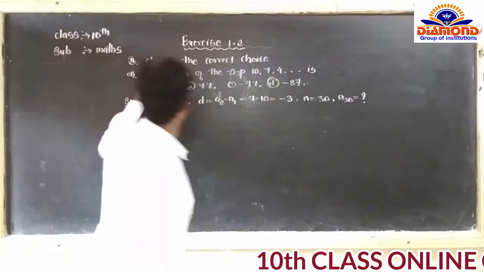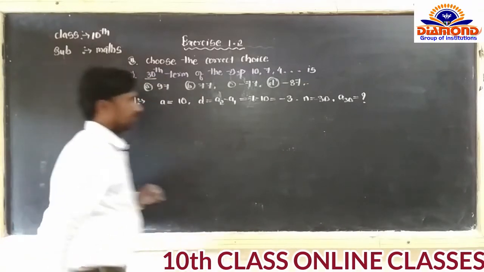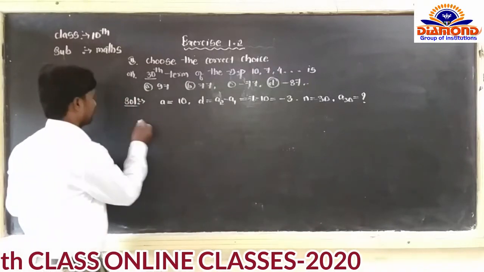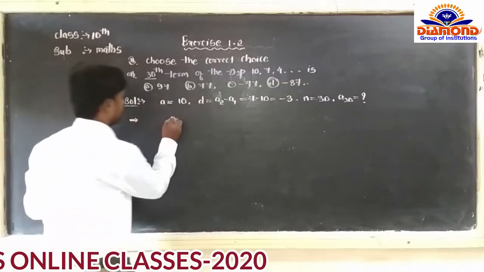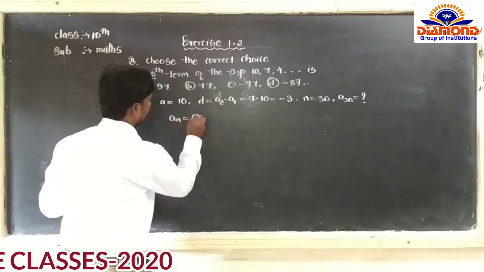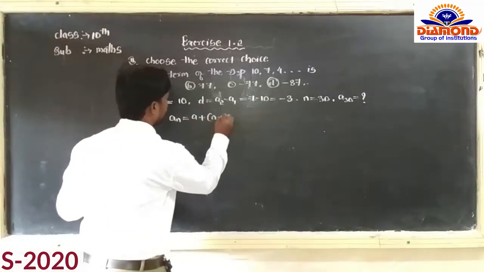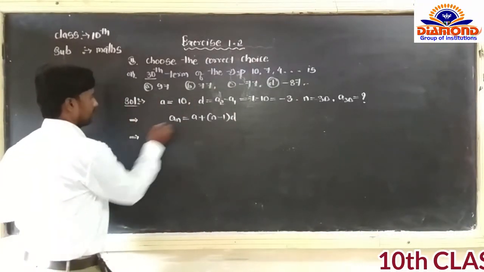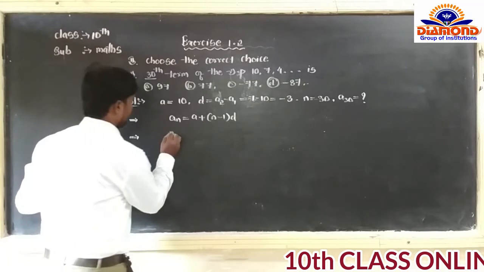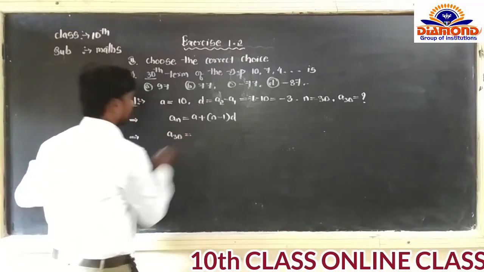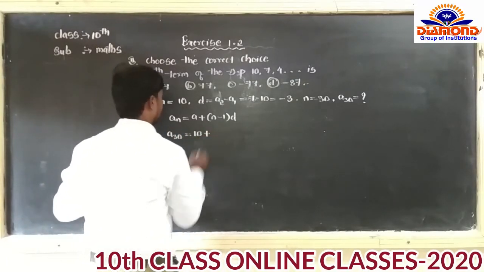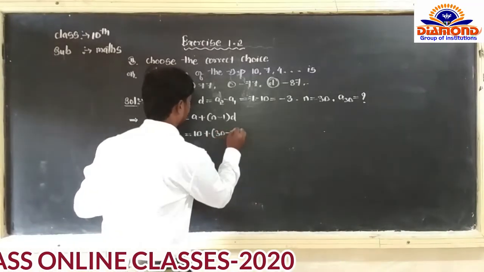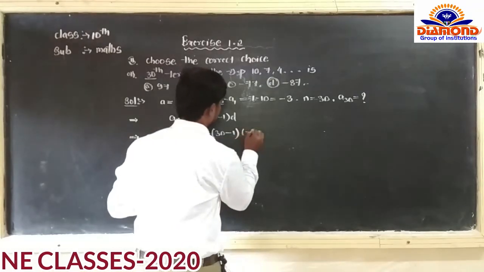n is equal to, he has given, we are finding the 30th term. That's why n is equal to 30. a30 is equal to question mark, dear students. Okay. Now write the formula. An is equal to a plus, in the bracket, n minus 1, bracket close, d. So next step here, a30 is equal to a value is 10 plus n, we are finding n is 30 now, 30 minus 1, common difference is minus 3.